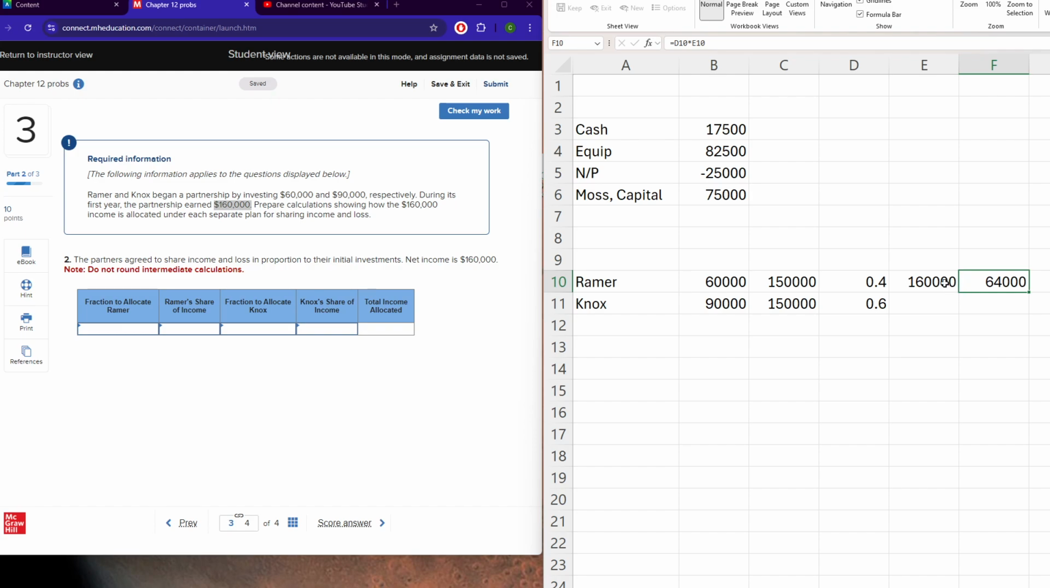and then I can just copy it down, right? So let's do that real quick. So 64,000 for Raymer and 96,000 for Knox. Okay, here we go. So fraction allocate.